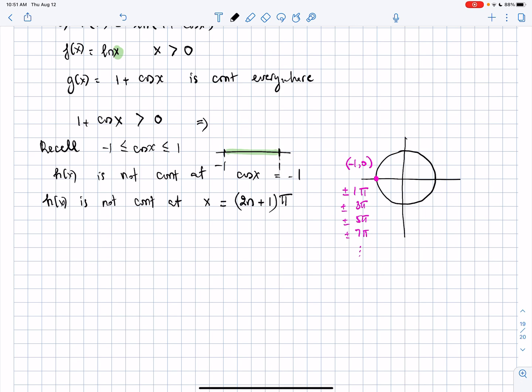So h of x is continuous everywhere except at x equal to 2n plus 1 times pi, for n in the integers. The notation for the integers is Z.